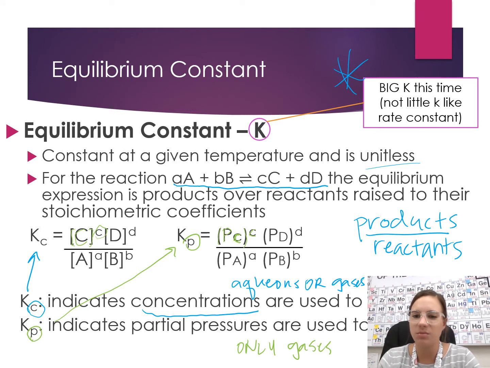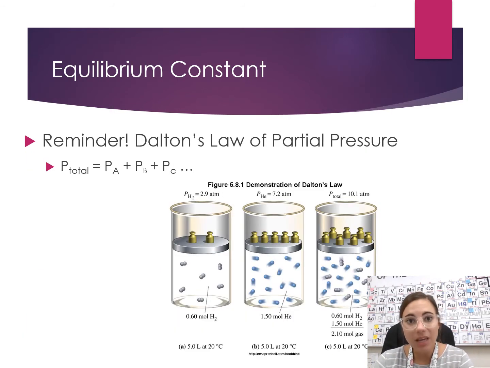So we'll write some of these with actual substances, and you'll see what I mean. But those are the two generic expressions for the equilibrium constant, either in terms of concentration or in terms of partial pressure. So speaking of partial pressure, what do we mean by that?